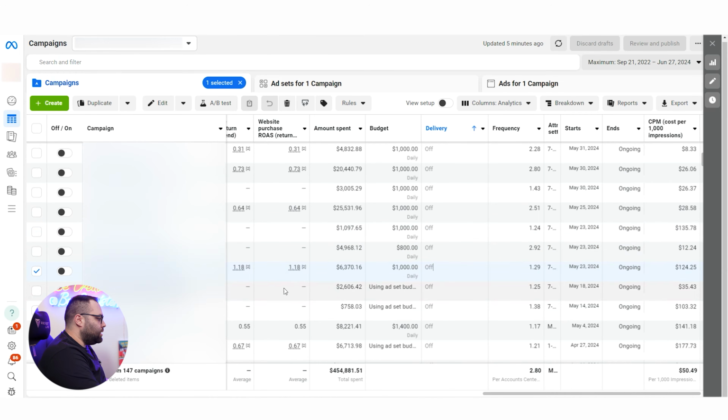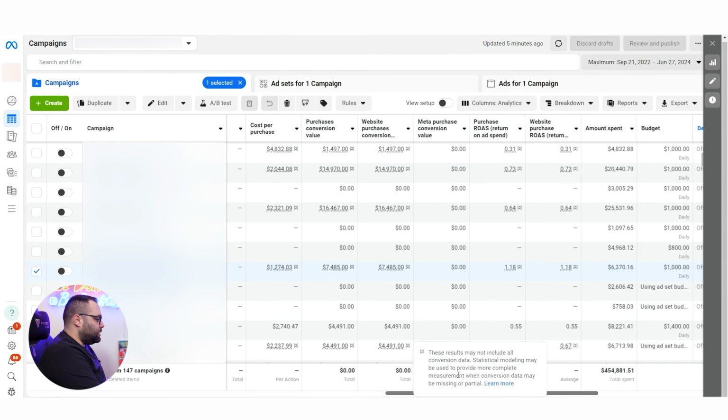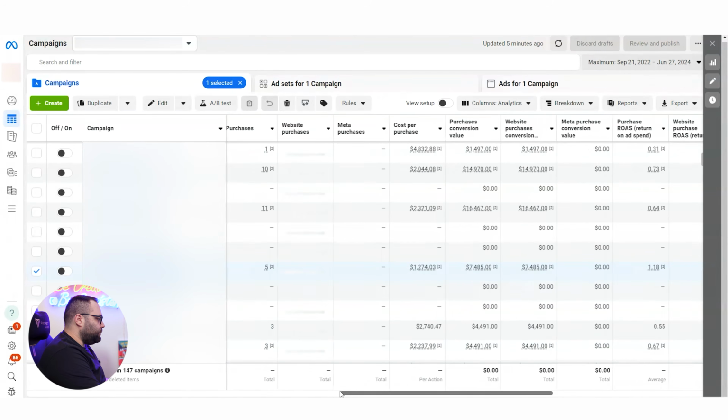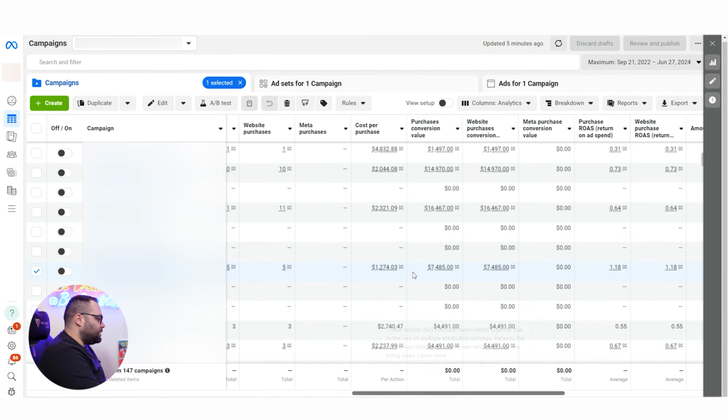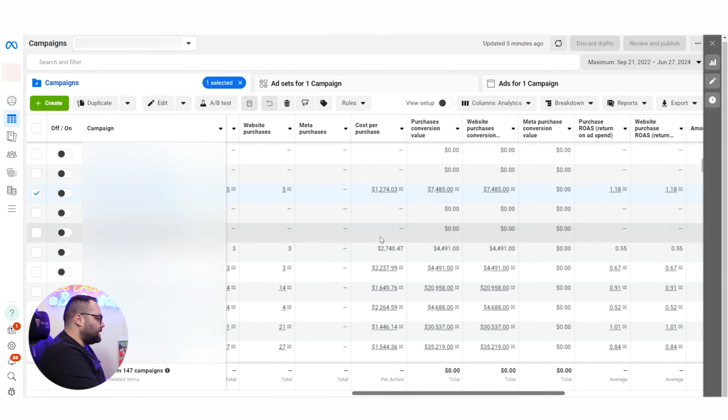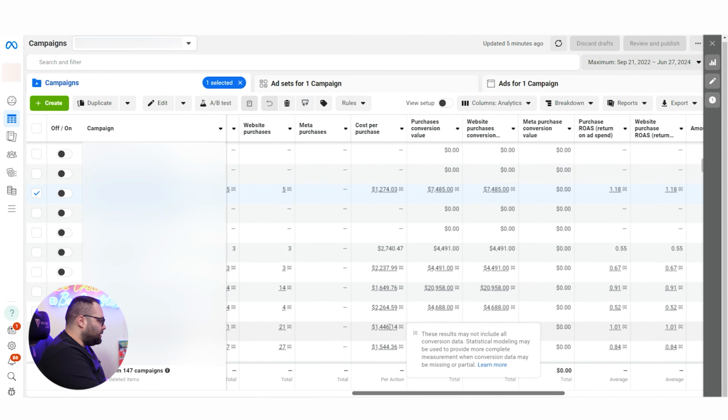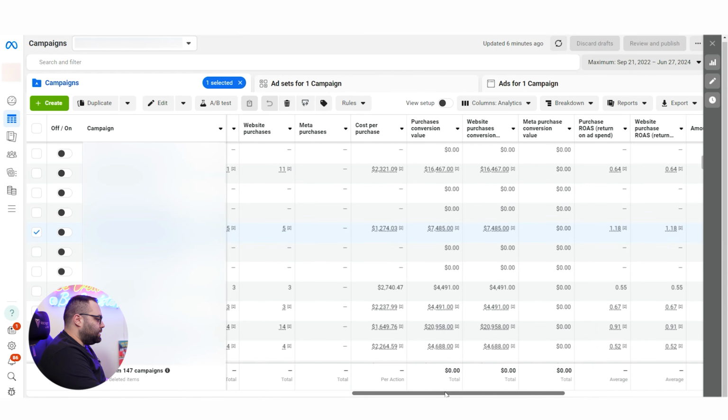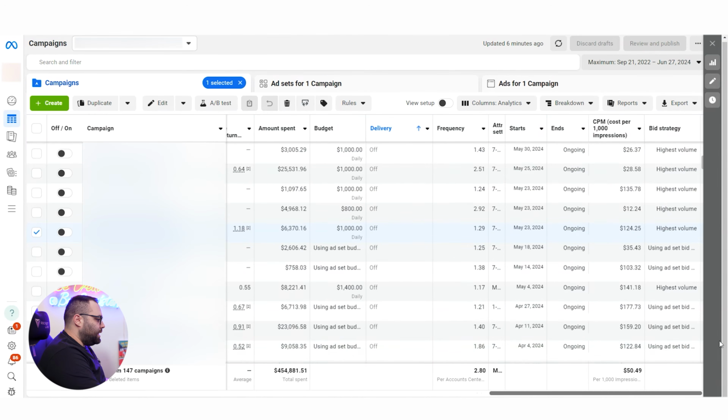But over here it's not only that I'm getting better ROAS. I'm getting a $1,200 cost per purchase, which is actually very good compared to the results that they were getting. They never had these numbers, I think. So I'm getting this, and I'm getting, I believe, a little bit lower CPM from what they're getting.